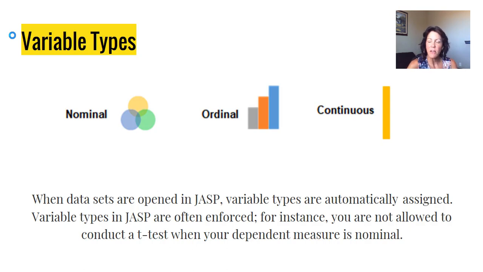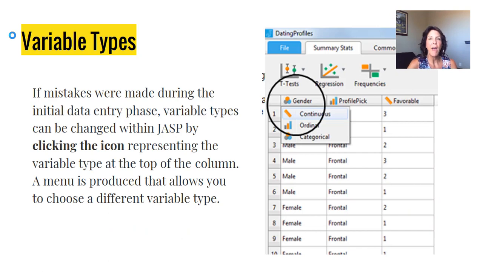And then everything else is going to be a continuous variable, meaning it is either equal interval or ratio, and we can do math on a continuous variable. We can't do math on nominal and ordinal variables. When we are actually putting our data into JASP, however, JASP will automatically assume what type of variable it is, and we're going to have to go in often and change those variables to reflect what is actually in our data, and I'm going to show you how to do that.